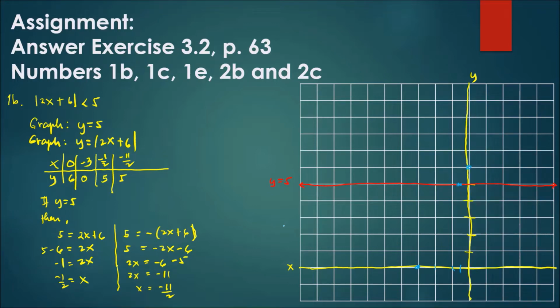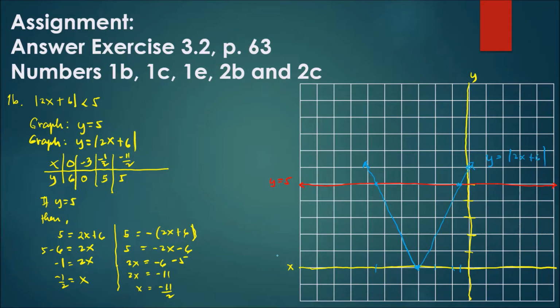Then we have negative 11 over 2, 5. Negative 11 over 2 is negative 5.5. So we have 1, 2, 3, 4, 5.5. Then we have 5. So we can now graph. We know that the graph would be a V shape, right? Therefore, this is the graph of y is equal to the modulus of 2x plus 6.